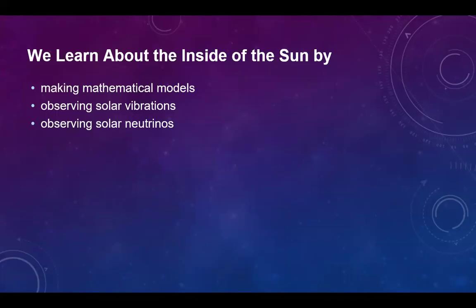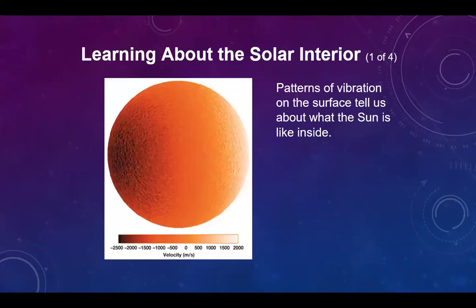And then it is possible to detect them on Earth. And so if we detect them on Earth, we can get some understanding about the sun's interior. It's hard. Neutrino detectors are hilarious looking, but so how do we learn about the interior?